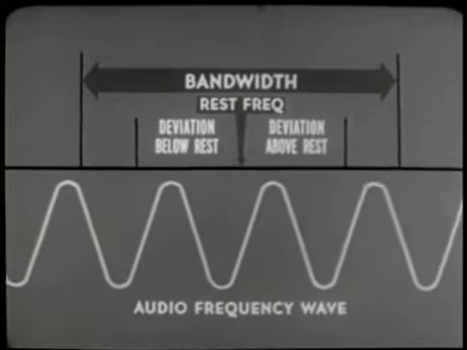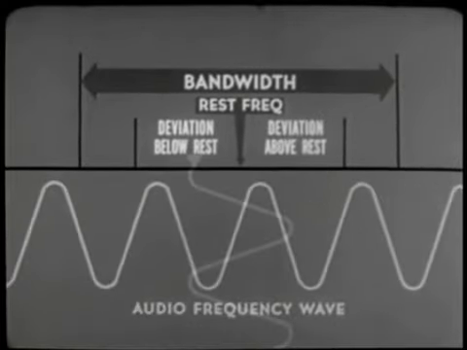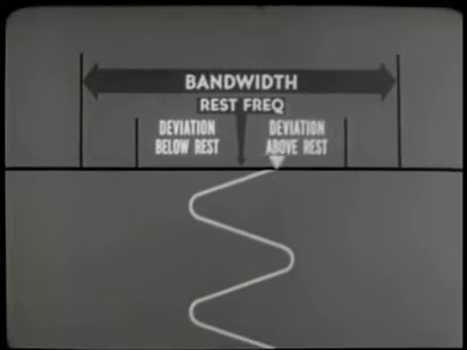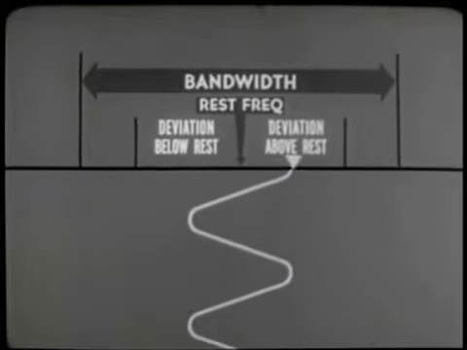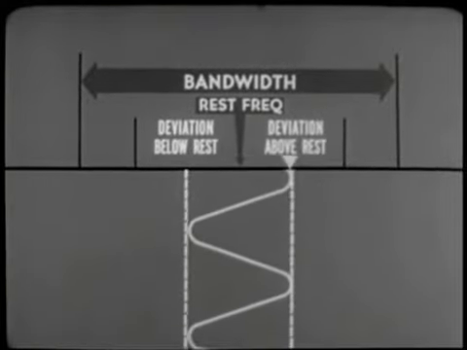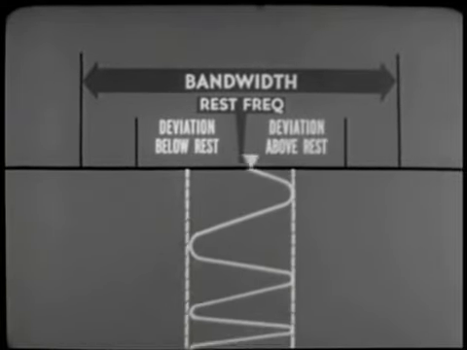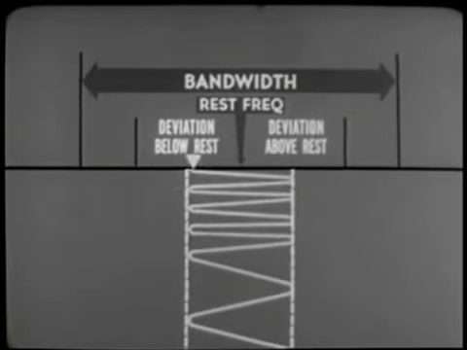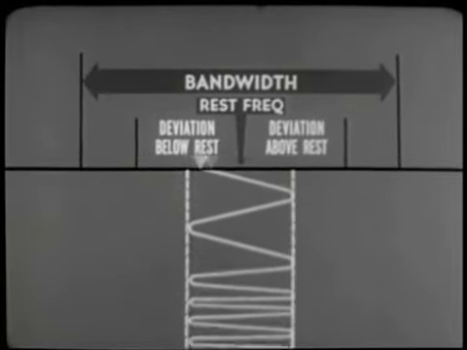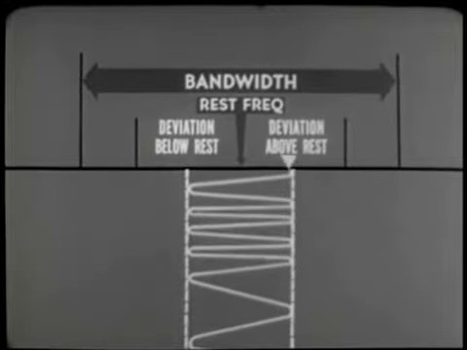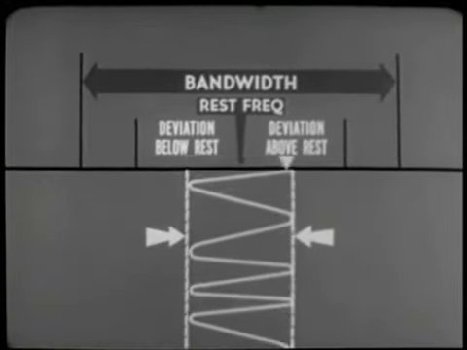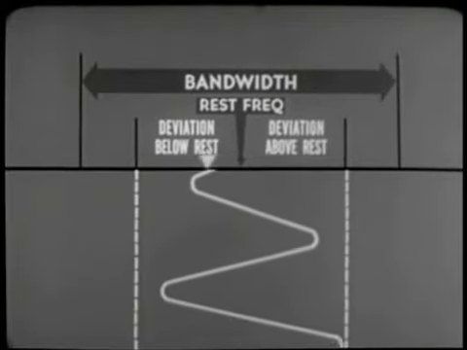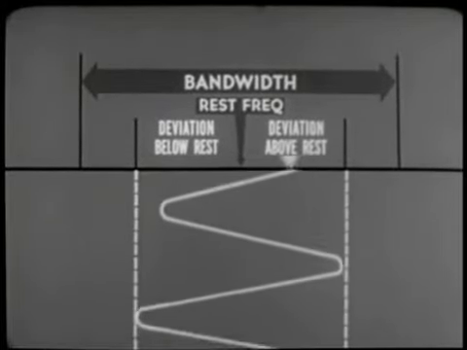But in order to see more clearly its modulating effect on the carrier, let's shift it about and direct it at the channel. Notice that the amount of deviation above and below rest frequency is determined by the amplitude of the modulating signal. If we raise or lower the frequency of the modulating signal, we increase or decrease only the speed at which the carrier moves above and below its rest frequency. We do not change the extent of its deviations.